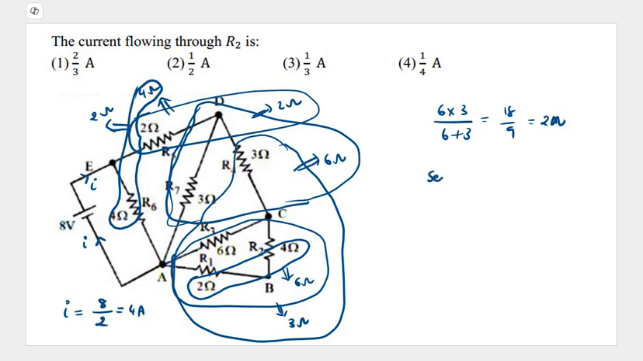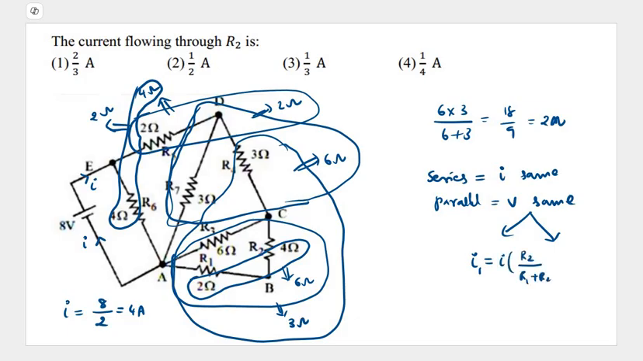Okay. In series, current will be the same. In parallel, voltage is the same. The current divides. The current through the first resistor will be equal to the total current multiplied by R2 divided by R1 plus R2. The current passing through the second resistor will be I into R1 divided by R1 plus R2. So this way I can solve this problem. I hope it is clear.